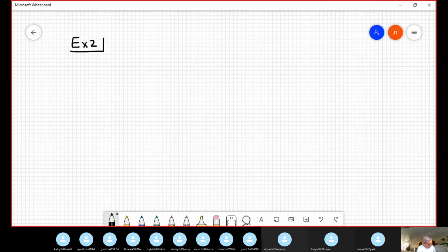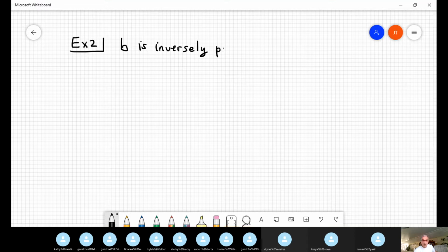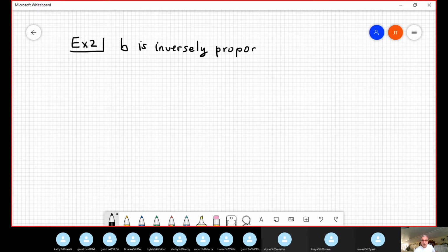Example 2. Say B varies inversely proportional to C. B is inversely proportional to C. Period. So after the if, we have the condition.